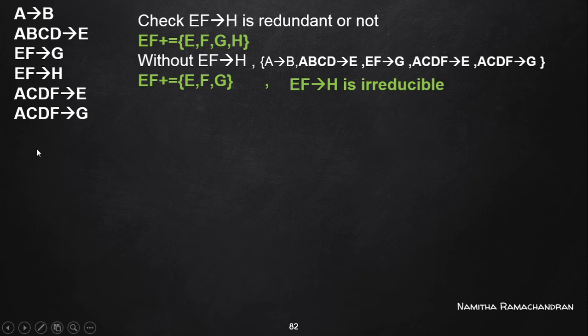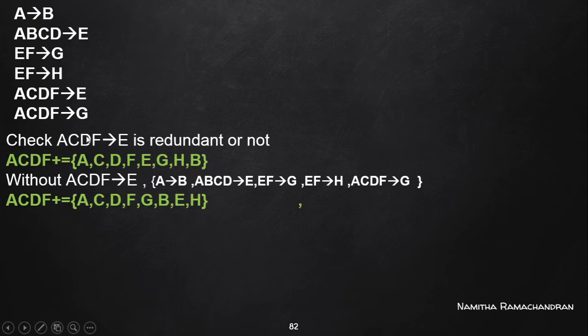So go for the next dependency check. Here, check whether ACDF implies E is redundant or not. So find the closure of ACDF first. ACDF can derive the value of ACDF directly with the help of the reflexive property. Then ACDF can derive E and G, and EF can derive E and G values. Then EF can derive this H value. Then A can derive the B value.